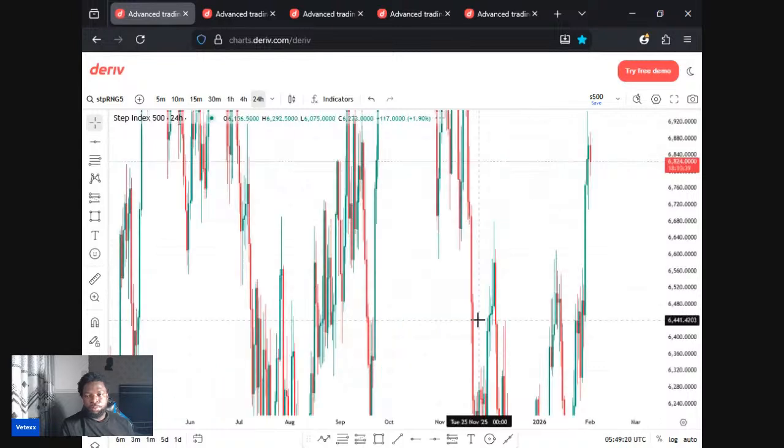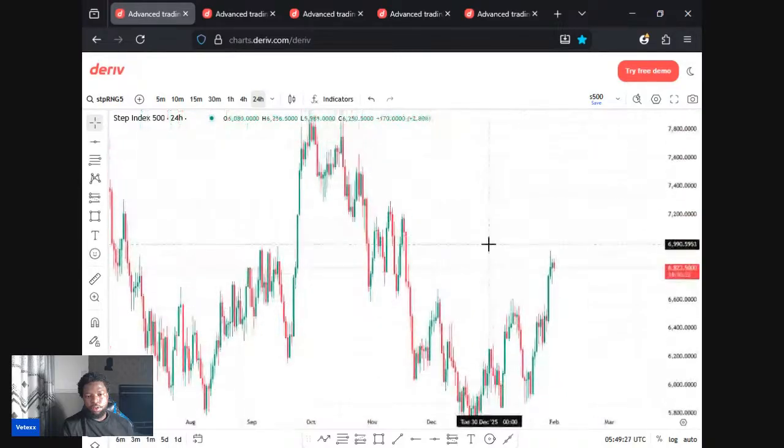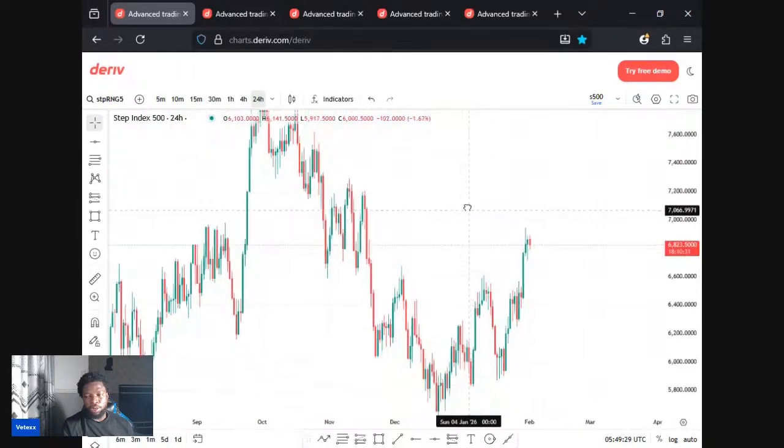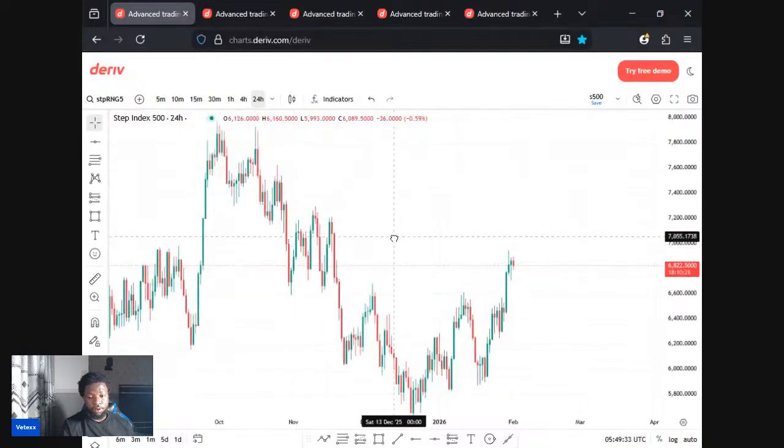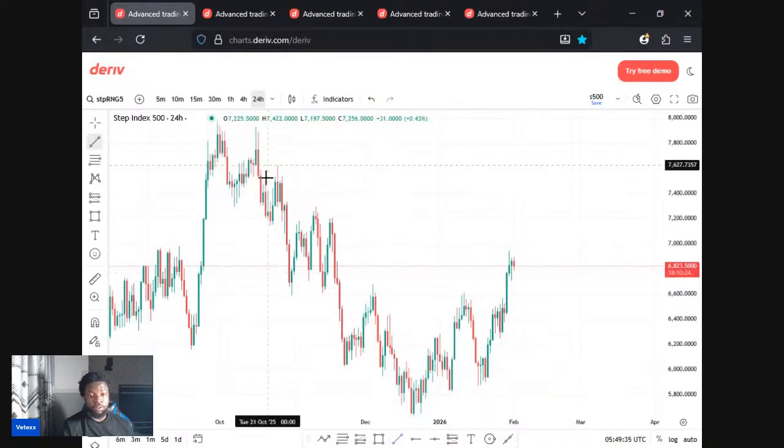The 500 is moving to the upside. It doesn't give us anything very tangible that we can hold on to at the moment. So this is what I'm anticipating on the 500, if it does that, because this is the 24-hour time frame.